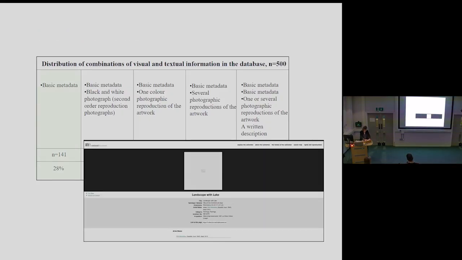The simplest type of database entry included only basic metadata, at minimum accession number and material, and often, but not always, the name of the artist, title, and year of production. And in the case of Nationalmuseum, these types of entries were overrepresented for portraits and landscape paintings.